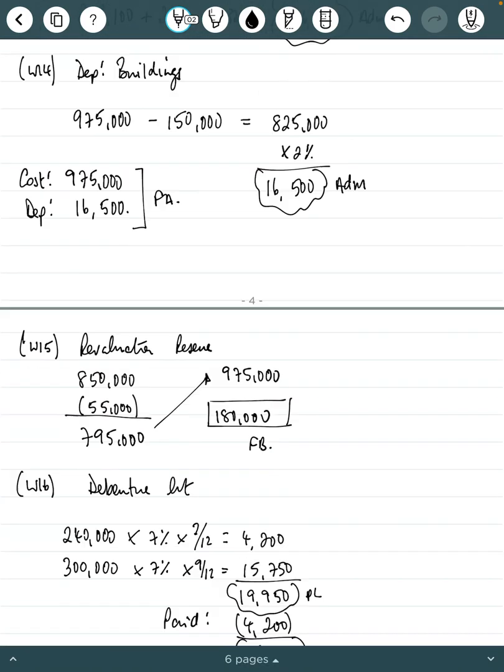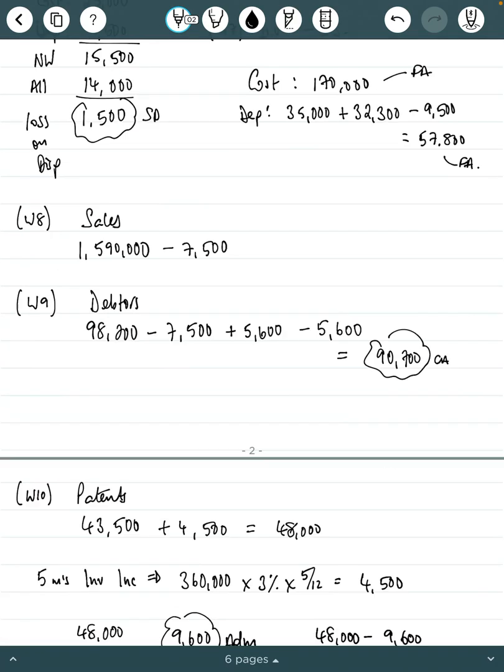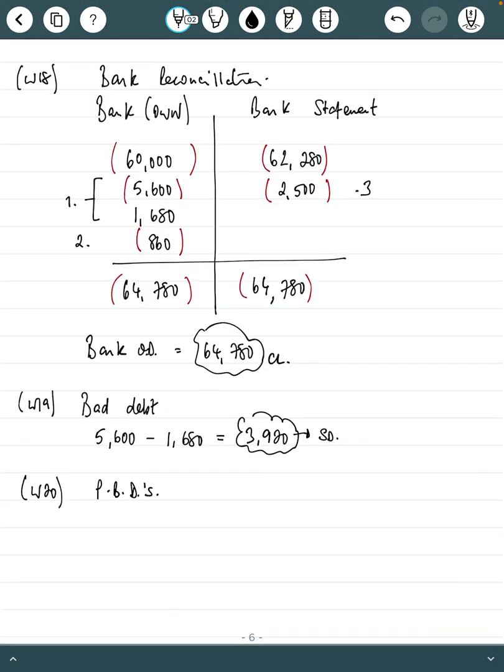So I need to go back up to working 9, wasn't it? Okay, my debtors figure. And my debtors figure now. All right, so I'll do a bit of math there. So it's 98,200 minus 75, and that plus and minus 56 cancel each other out. So my debtors figure there is 90,700. Okay, and as we know, that's going to be a current asset. So we bring that figure 90,700 down here, and we multiply it by 4%. And 90,700 by 4% is 3,628.